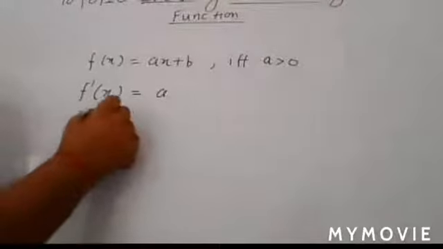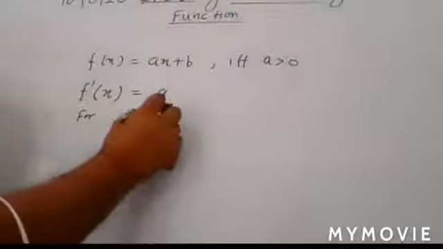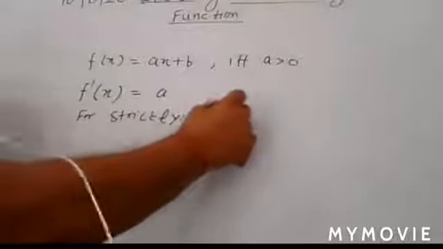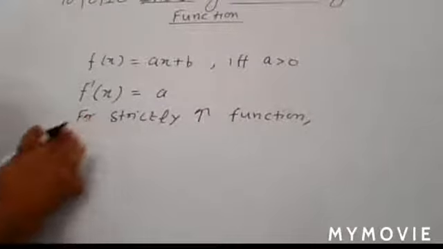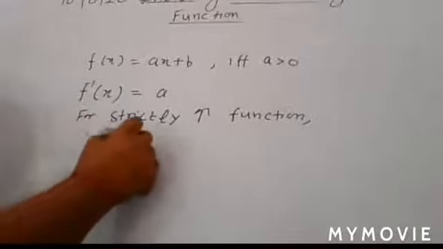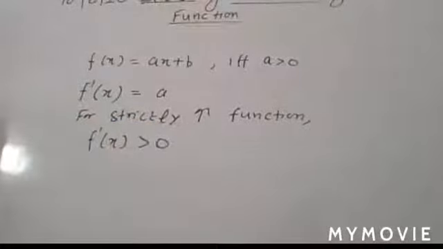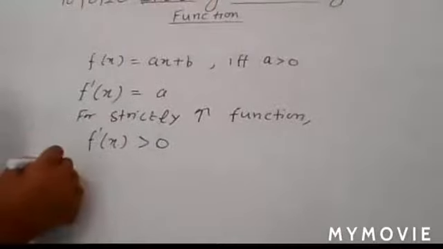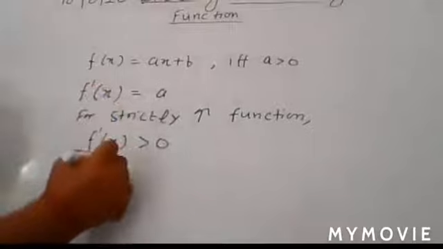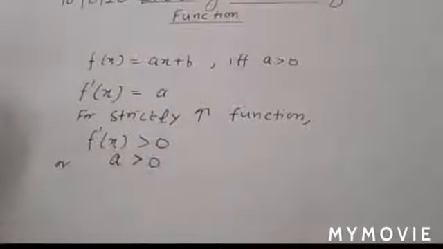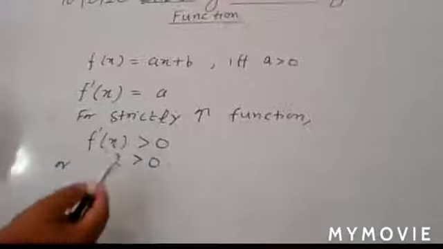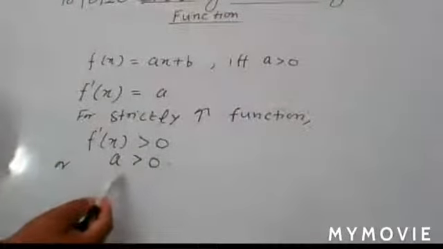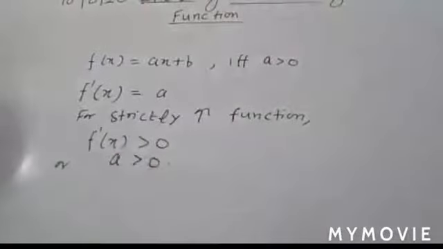So you write the condition. Since for a strictly increasing function, what is your condition? dy/dx, or you write f'(x) greater than 0. This is the condition for strictly increasing. Now putting the value of f'(x), your f'(x) value is a, so you have a greater than 0. This proves your result.